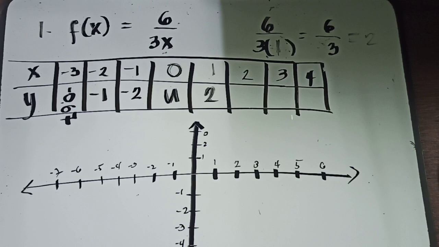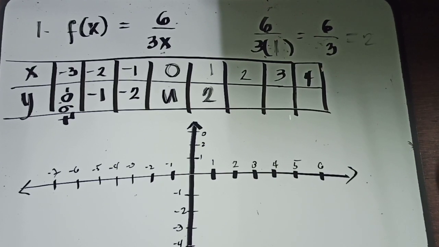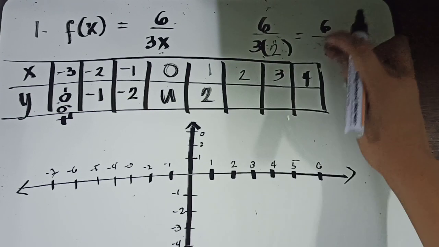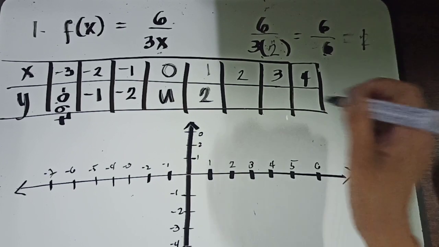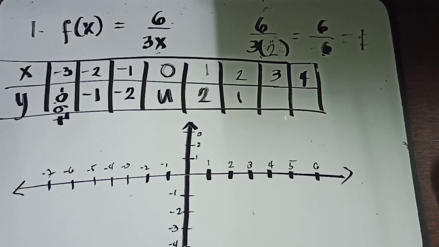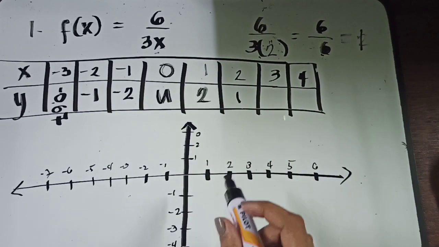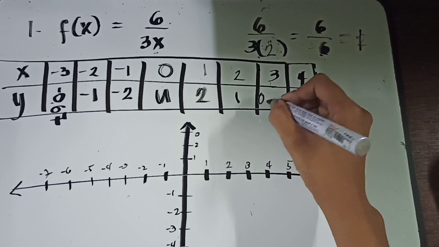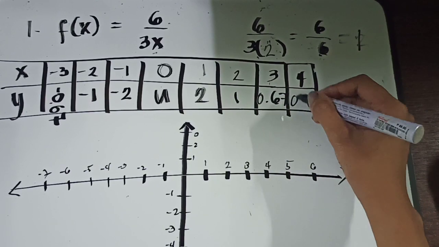And if x is 2, then the value of y is 6 over 3 multiplied by 2, which is 6 over 6 or 1. So, just continue the process. Gawin lang kung ano yung ginawa nung una. Substitute lang yung value ni x dito sa given function. And if x is 3, the value of y is 0.67. And if x is 4, then the value of y is 0.5.